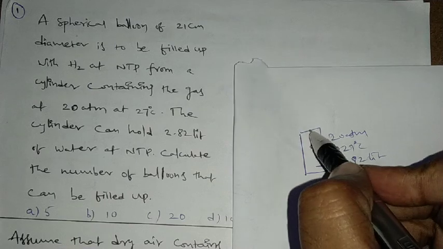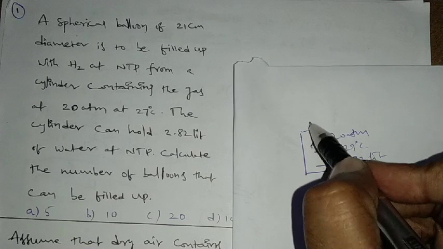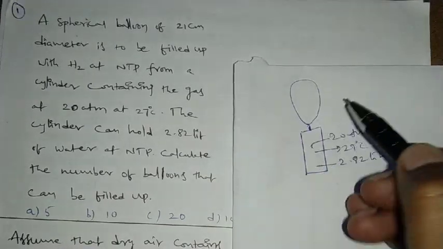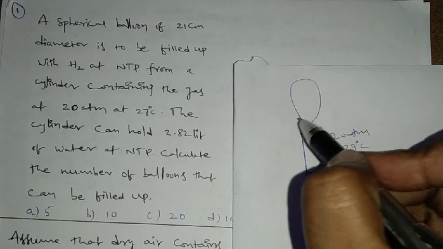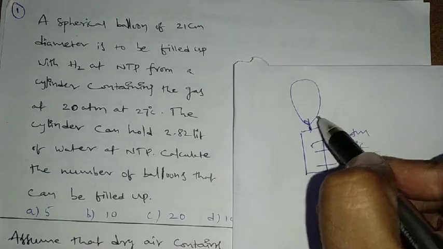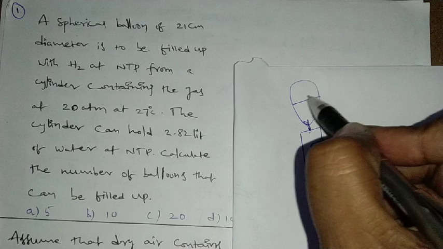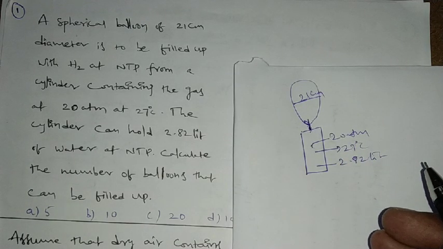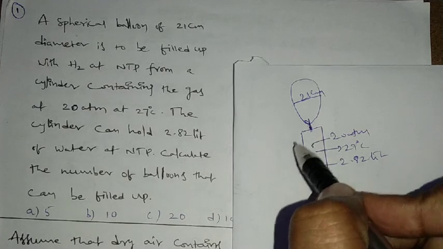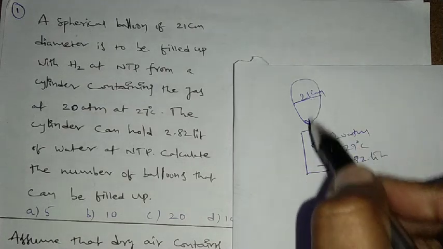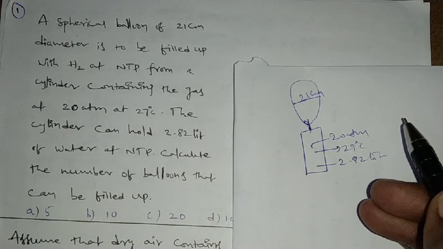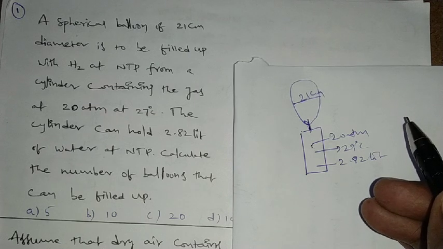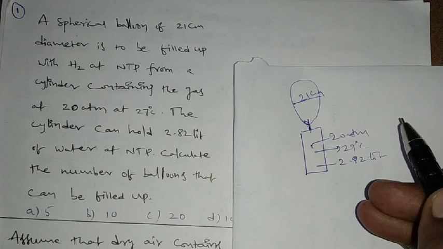Suppose from this cylinder you send the gas to the balloons. Just imagine the balloon as a spherical shape, and gas is filling into it. The diameter given is 21 centimeters. Is it okay? This is the data given. So from this cylinder, how many balloons can be filled from the available gas? This is the analysis of the question.